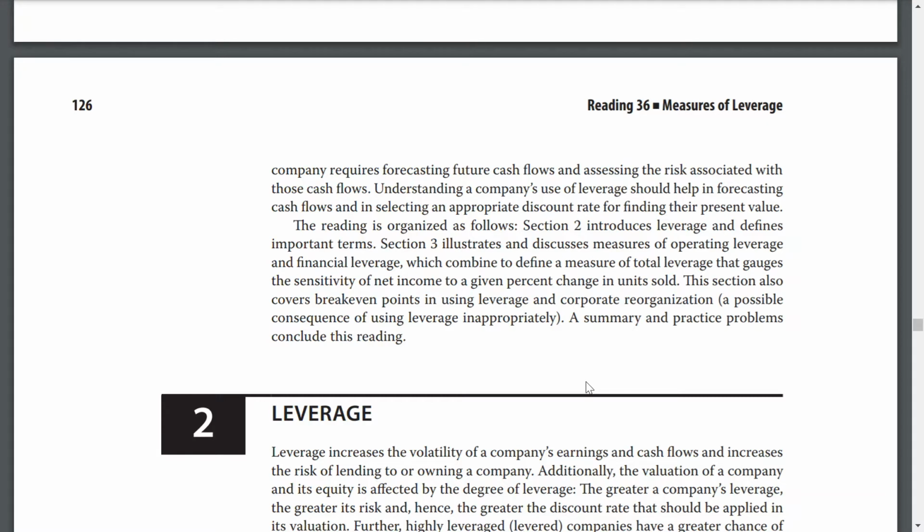The reading is organized as follows. Section 2 introduces leverage and defines important terms. Section 3 illustrates and discusses measures of operating leverage and financial leverage, which combine to define a measure of total leverage that gauges the sensitivity of net income to a given percent change in units sold. The section also covers break-even points and the use of leverage and corporate reorganization, a possible consequence of using leverage inappropriately. A summary and practice problems conclude this reading.